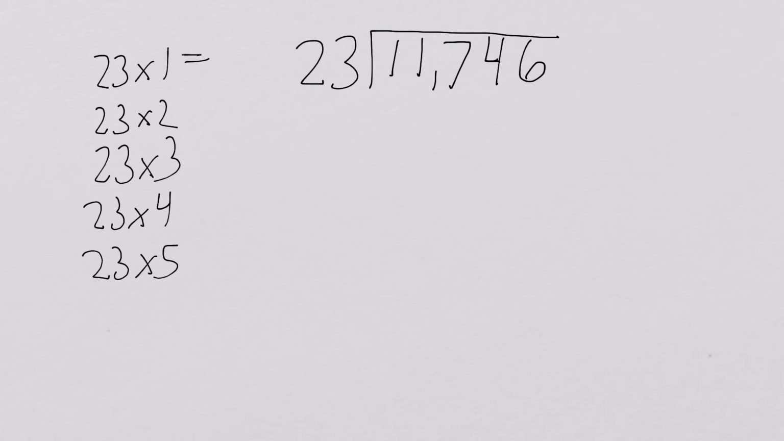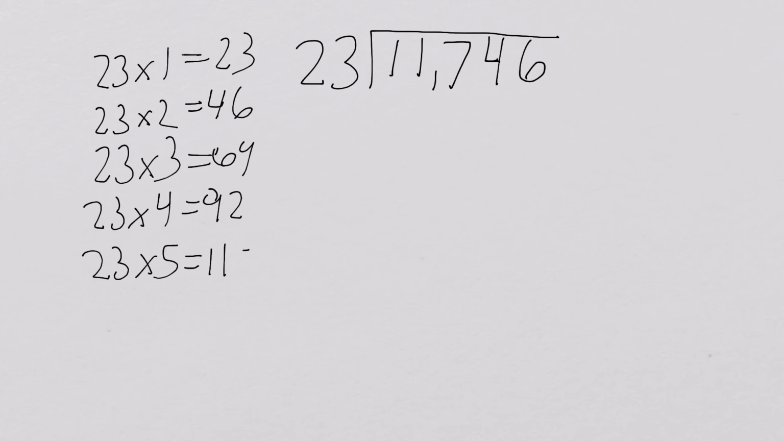So 23 times 1 is 23. If we add 23 to that, we get 46, which is 23 times 2. If we add 23 again, we get 69, which is 23 times 3. Then we get 92 by adding 23 again. And lastly, we get 115. Now that we have our list, let's do some division.